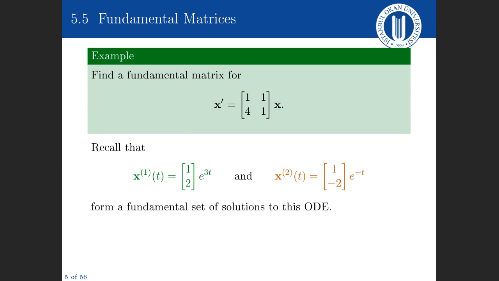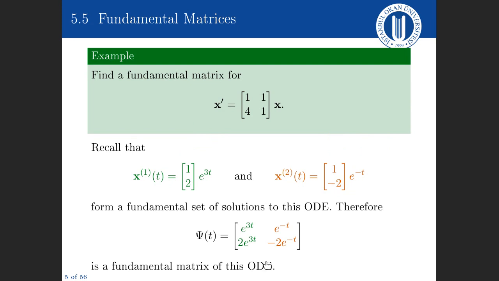We already know a fundamental set of solutions to this equation, because we looked at it last week. We know that (1, 2) multiplied by e to the power 3t and (1, -2) multiplied by e to the power minus t are solutions to this. And let me remind you, this is eigenvector multiplied by e to the power eigenvalue t, and then again, eigenvector multiplied by e to the power eigenvalue t, in this case the eigenvalue is minus 1. We're going to take these functions and write them as columns of a matrix.